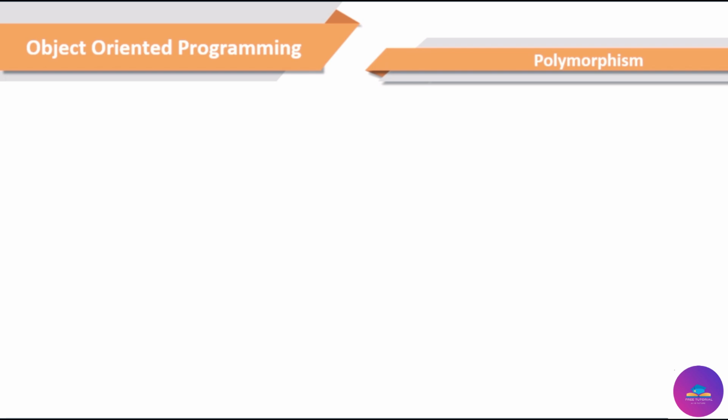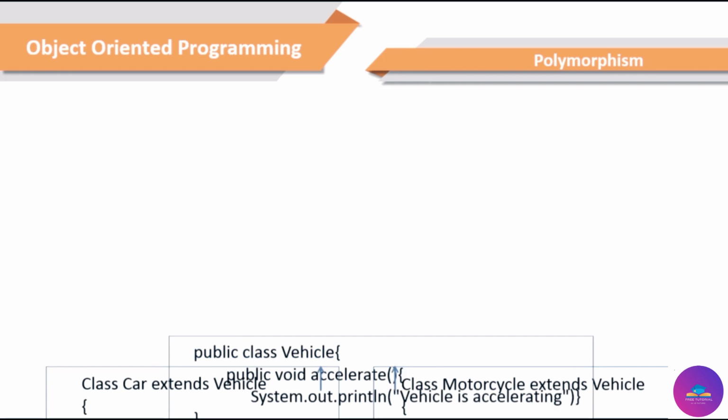Polymorphism. So polymorphism, because I promised I'd tell you about it, is used to perform a single action, but in different forms. In Java, we have two types of polymorphism. The first one is static, and the second one is dynamic. Method overloading is an example of static polymorphism. Method overriding is an example of dynamic polymorphism.